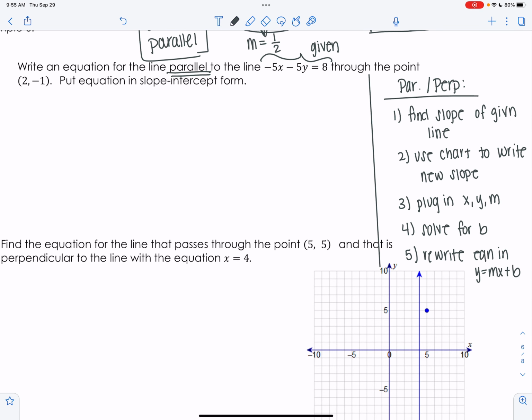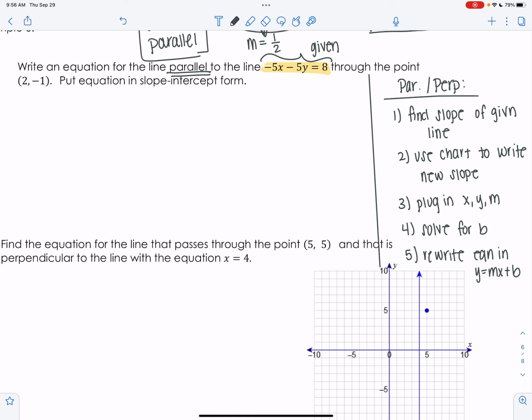If you're looking for parallel or perpendicular lines, you're going to find the slope of the given line, which I already labeled. This is the given line. Find the slope of the given line, and then you're going to use that slope and the chart to get the slope for the line you are looking for. So I've got a given line, and then I'm going to just use that slope to find my line. And my line has to go through the point 2, -1. The point of this line is just to get the slope.